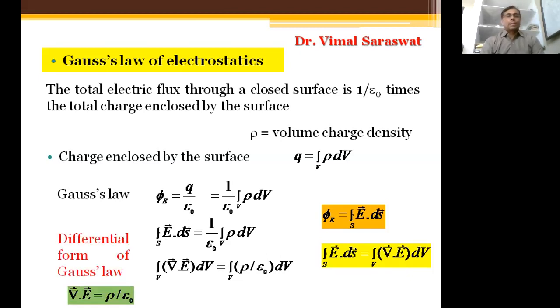This result is known as the differential form of Gauss's law, and it is also known as Maxwell's first equation. So according to Maxwell's first equation, del dot E is equal to rho by epsilon naught, or divergence E is equal to rho upon epsilon naught. But D is equal to epsilon naught E, where D is the electric displacement vector. So this equation can be written as del dot D is equal to rho, or divergence D is equal to rho.